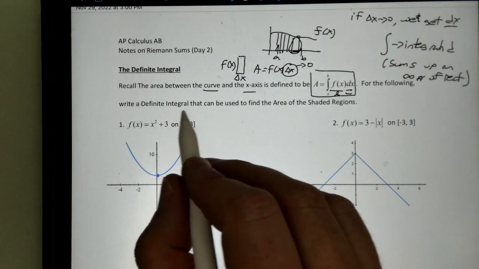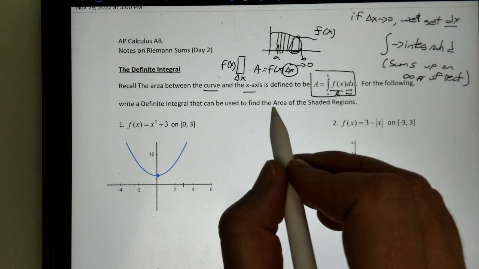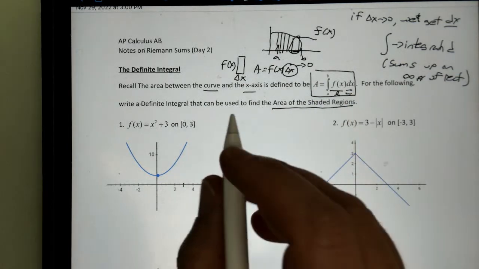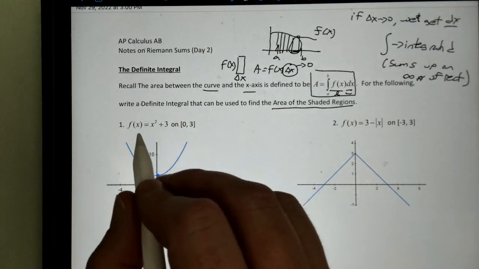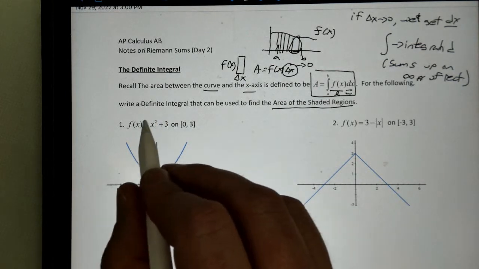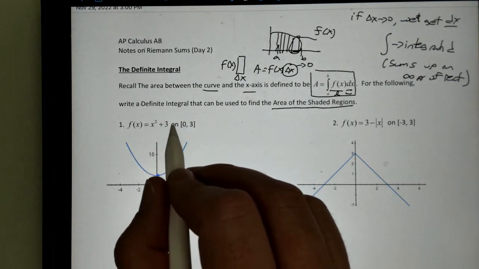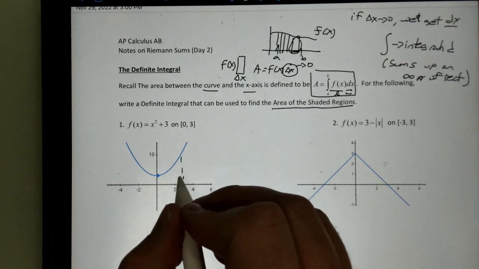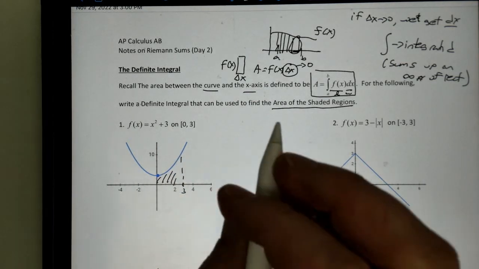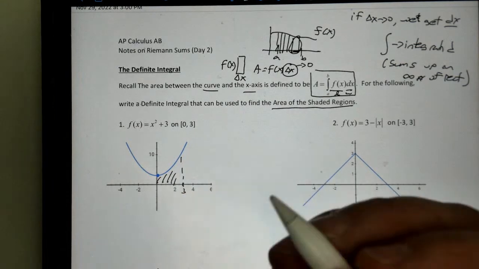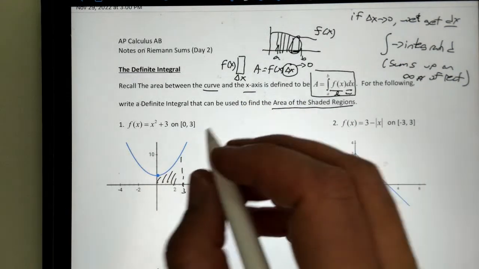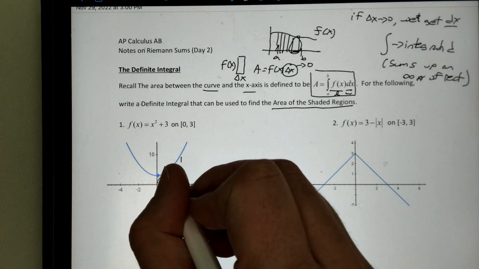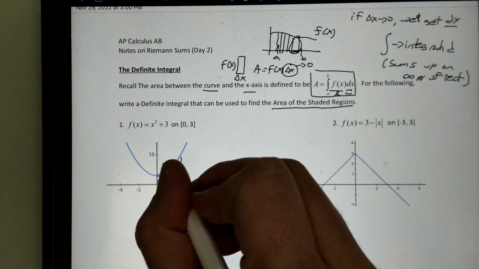We want to write a definite integral that can be used to find the area of some shaded regions here. So the first one we have is a parabola. We're looking for the area under this parabola from 0 to 3. I can find this area pretty easily. So ideally what we want to do, though, and we're going to talk about this more later on, let's draw a Riemann rectangle somewhere in there.